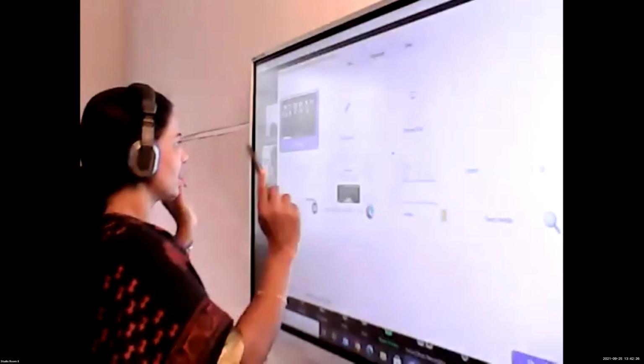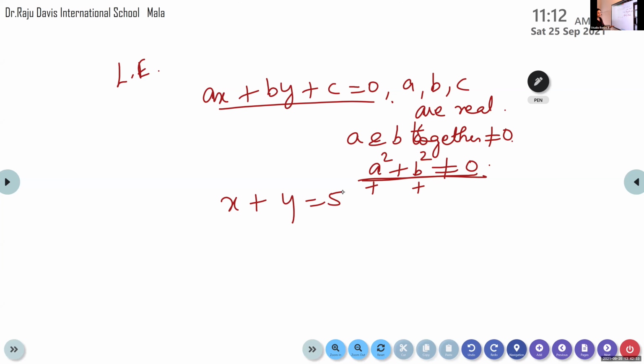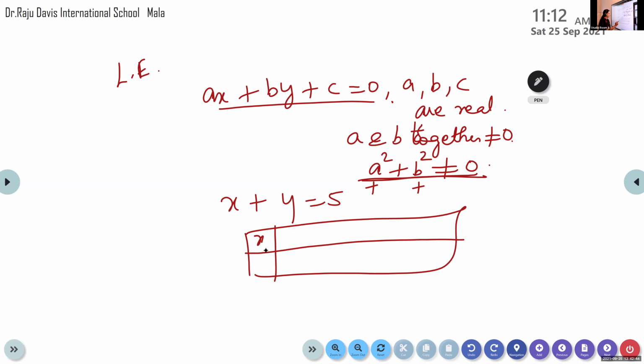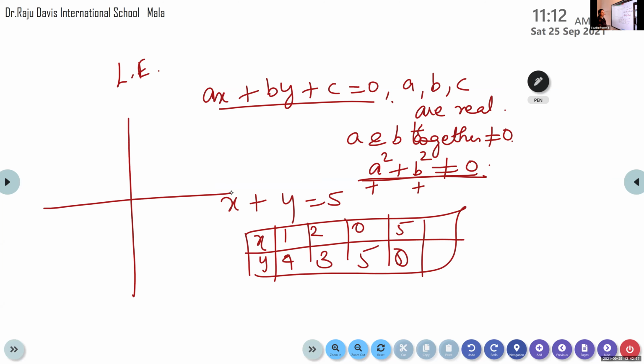Imagine one equation, x plus y is equal to 5. How many solutions? We take three for drawing the graph, but how many solutions can we find? So many. When x is 1, y is 4. When x is 2, y is 3. When x is 0, y is 5. Like that, can you find? So how many solutions? When you draw the graph, infinite solutions are there.